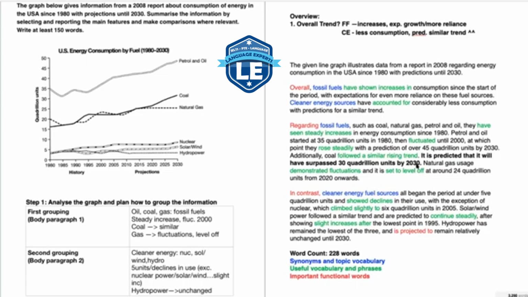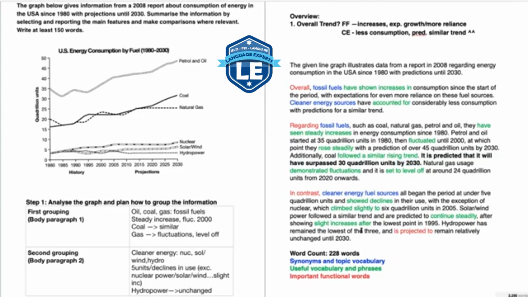In this paragraph, I just want to call your attention to this important sentence using the future perfect. Remember, whenever you see something like projections or predictions in your graph, keep in mind that you're most likely going to have to use future perfect, and it will really help you in your grammar score. So brush up on this. It is predicted that it will have surpassed. So you have will have plus the past participle, surpassed, and by a certain date. So make sure you're practicing on your future perfect.